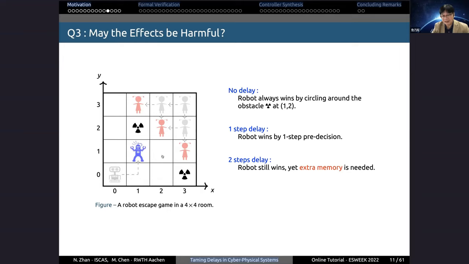robot, in this case we need some extra memory to record the history of the behavior of the robot, so that depending on the execution history, the robot can work out a winning strategy. Once again, suppose that there are two steps delay for the sensor. For this case, you see that the robot is unwinnable anymore. So you see, definitely a delay does have an effect, even to be harmful, right?